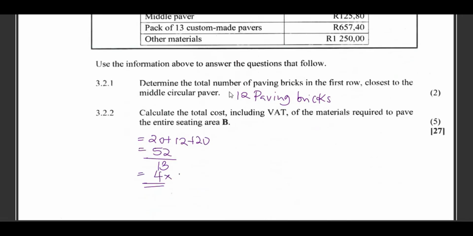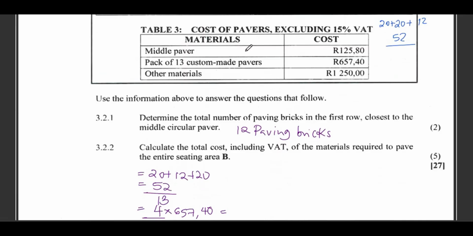So how much is one box? It's 754. Okay. We are looking for money now. The answer here would be in money. What else do we need to consider? The middle stone there. The middle paver. How much is it? 120. 2580. We need to add it. And then the other material. So simply meaning we shall need to add.